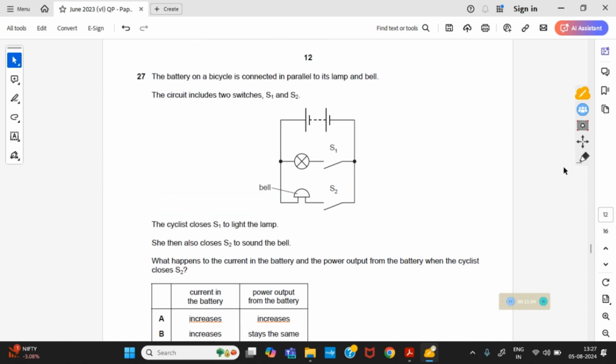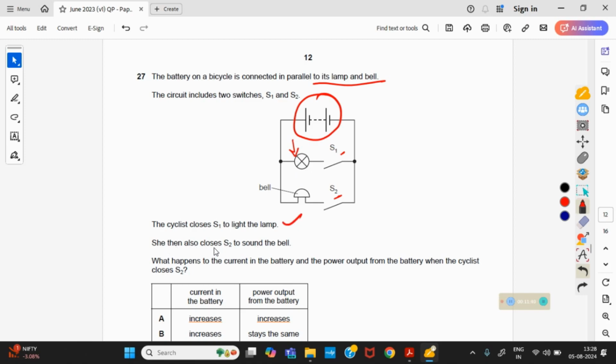Question number 27. The battery on a bicycle is connected in parallel to its lamp and bell. This is a battery, symbol of battery. Battery is a collection of cells. The circuit includes two switches S1 and S2. This is a symbol of lamp and this is bell. The cyclist closes S1 to light the lamp. If S1 is closed, the circuit is complete and the lamp will start working.